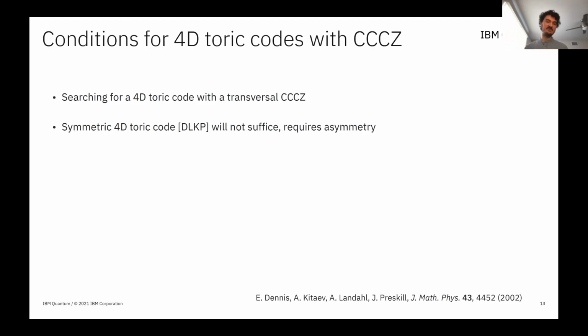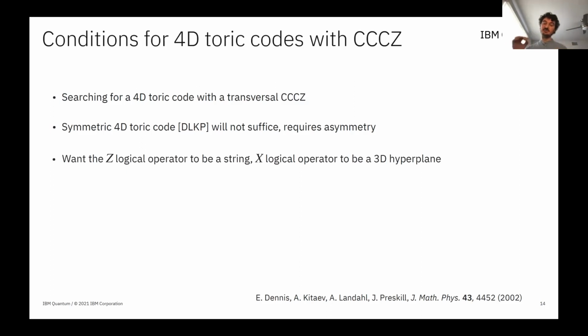It might ring a bell, because this was a very famous early quantum error correcting code that was shown to have self-correction properties. But in that 4D toric code, you had a symmetry between the X and Z operators. Namely, you had logical operators that were membrane-like for both X and Z. But if we want a transversal gate in the 4th level of the Clifford hierarchy, we actually require an asymmetry between the logical operators. So we want the Z logical operator to be string-like, while the X logical operator will be a 3D hyperplane. So you have this asymmetry in their dimension, and this is required in order to get higher level gates in the Clifford hierarchy.